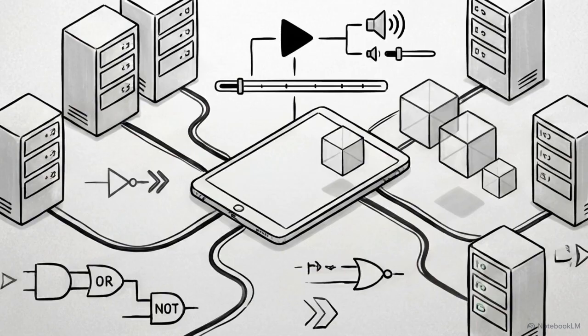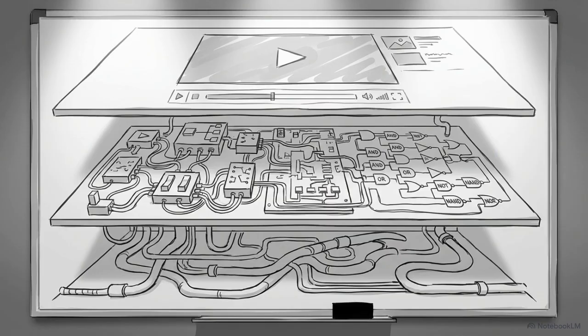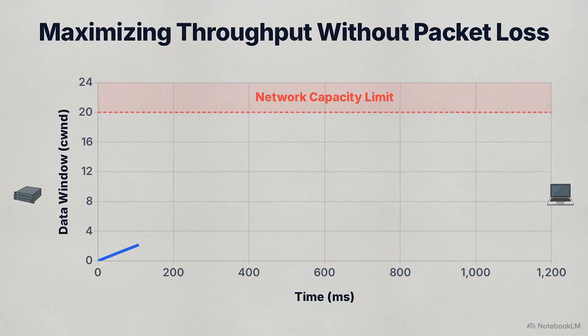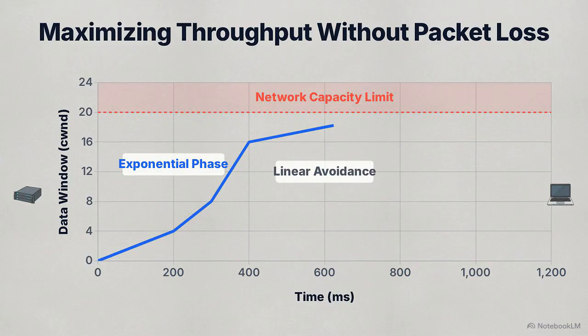While DASH and CDNs operate at the application layer, they are ultimately limited by the transport and network layers of the Internet. The delivery of video chunks relies on TCP congestion control, which uses exponential growth during slow start and linear increases during congestion avoidance to maximize throughput without causing packet loss.